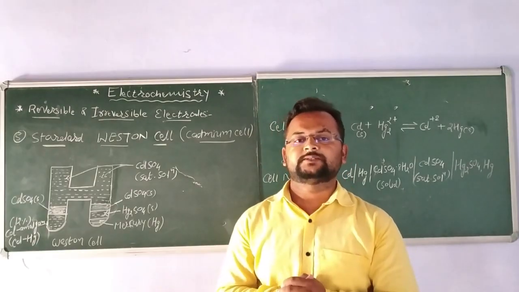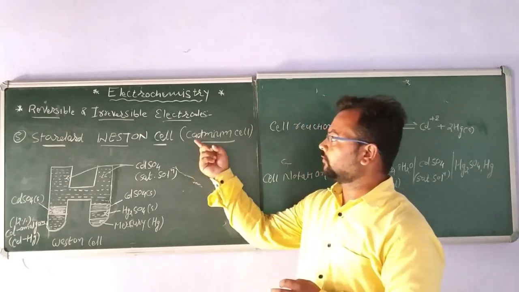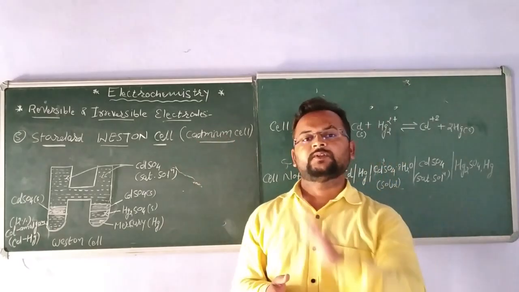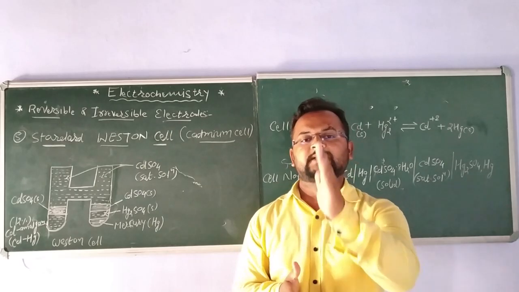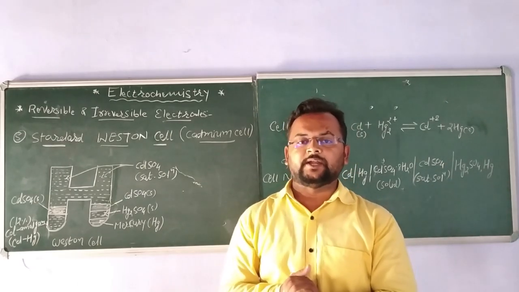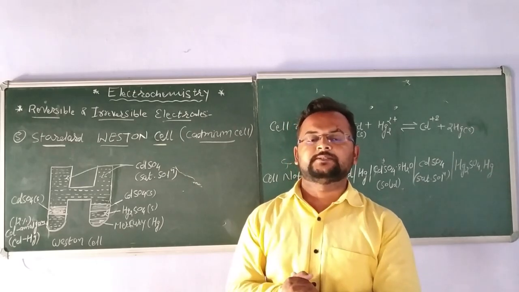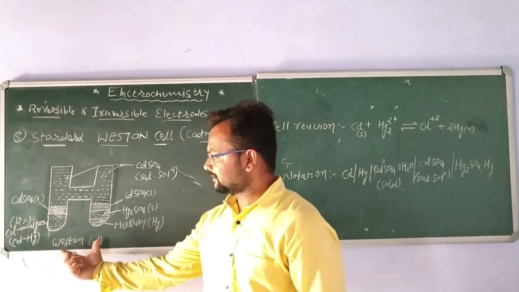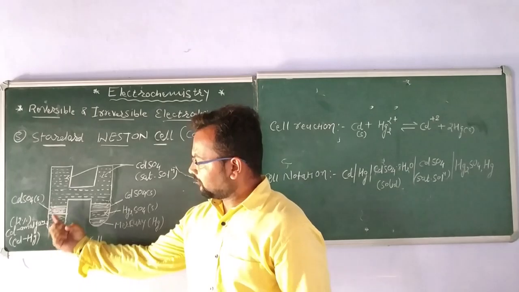The fifth electrode is the standard Weston cell. It is also called the cadmium cell. The Weston cell is very useful as a standard cell to measure EMF, because the Weston cell is independent of temperature change. In the diagram of the Weston cell, it is an H-shaped glass tube.